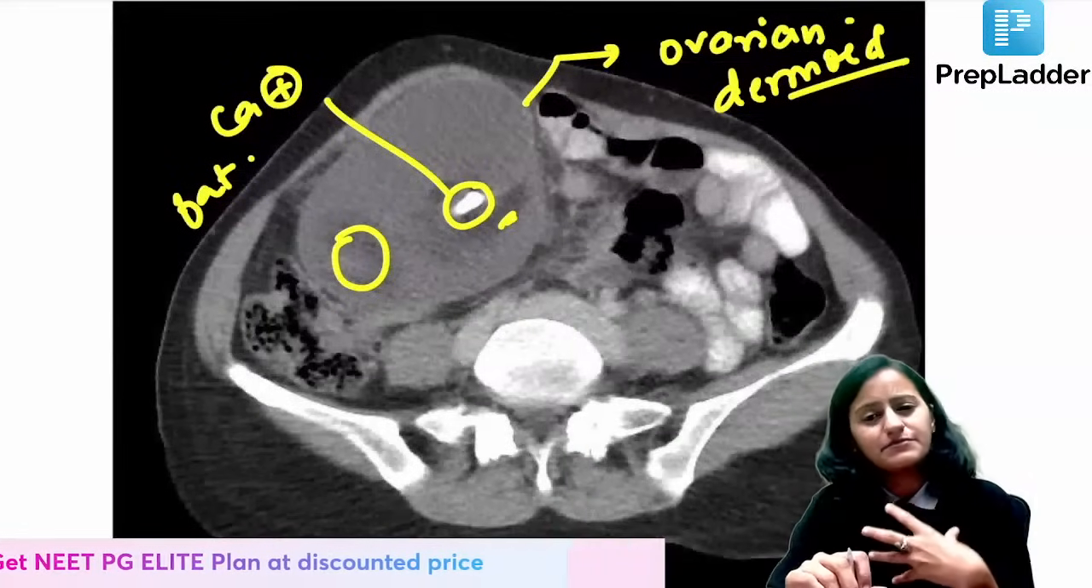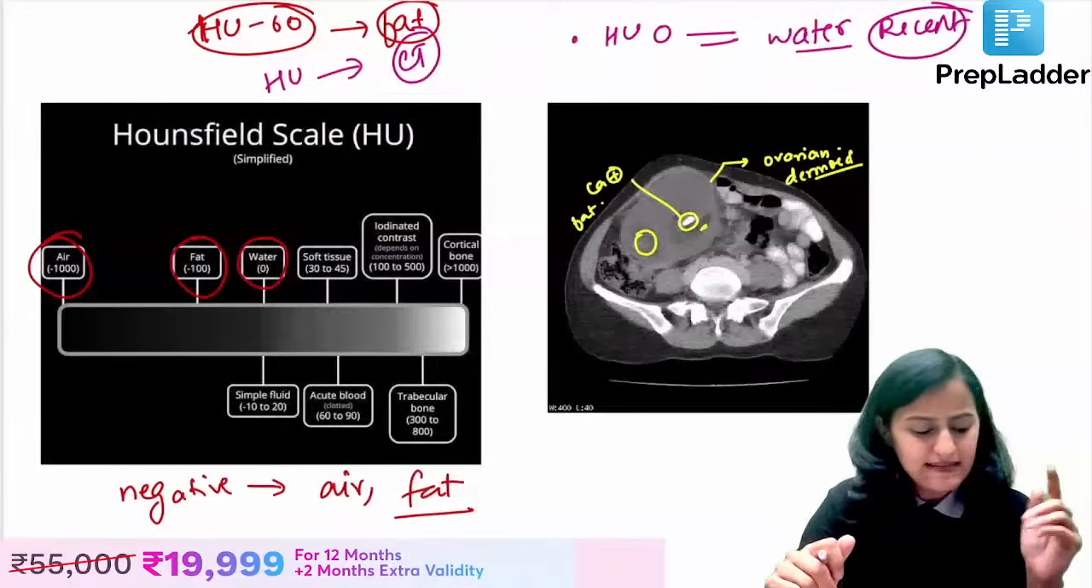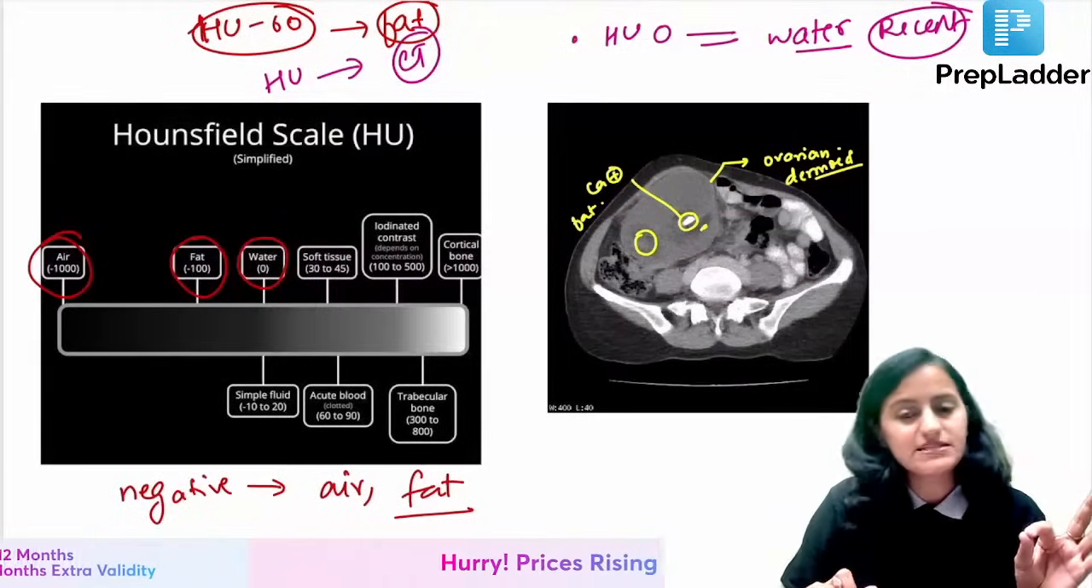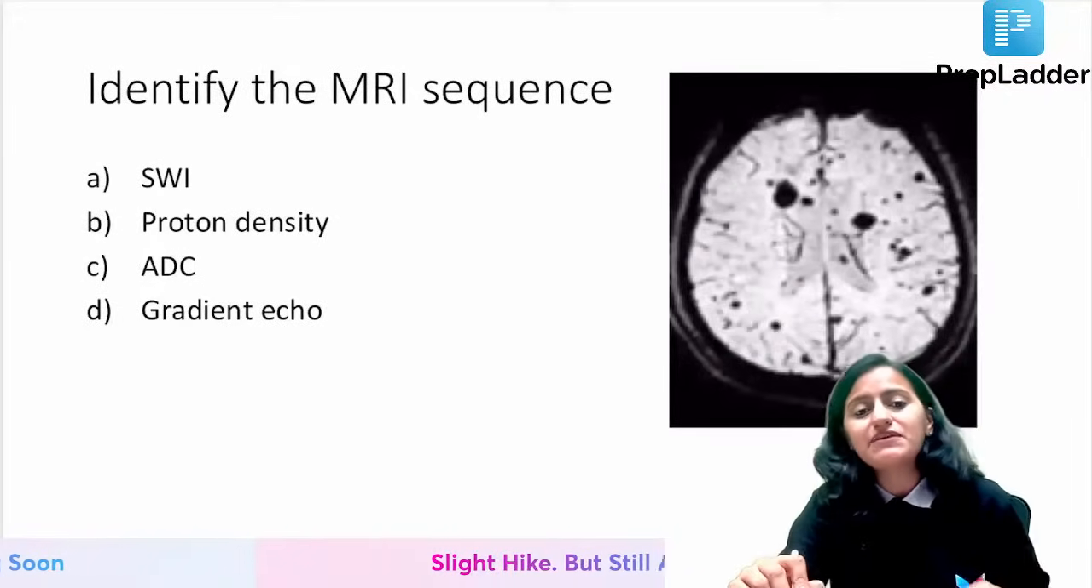Okay, it can occur in the mediastinum also, in the ovary also, in the sacrococcygeal teratoma as well, right? So, fat and calcification, it's a teratoma. Okay, it's a dermoid. Going to next one, identify the MRI sequence.